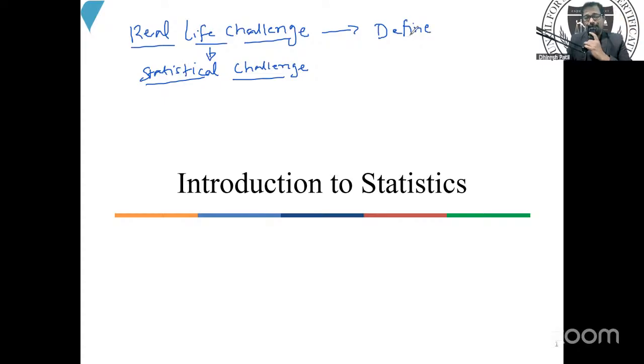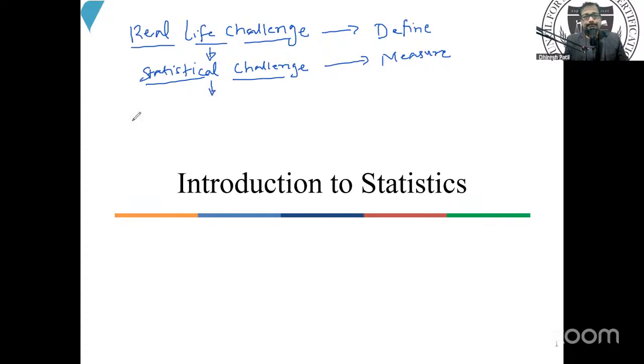Accuracy improvement, absolutely, Mukeshji. So we convert that into a statistical challenge in the measure phase. How do we do that? In define phase, we ask what is the challenge. In measure phase, we ask how big is the challenge. By collecting the data, by quantifying the problem, we ask how big is the challenge. So in the measure phase, basically we use statistics.